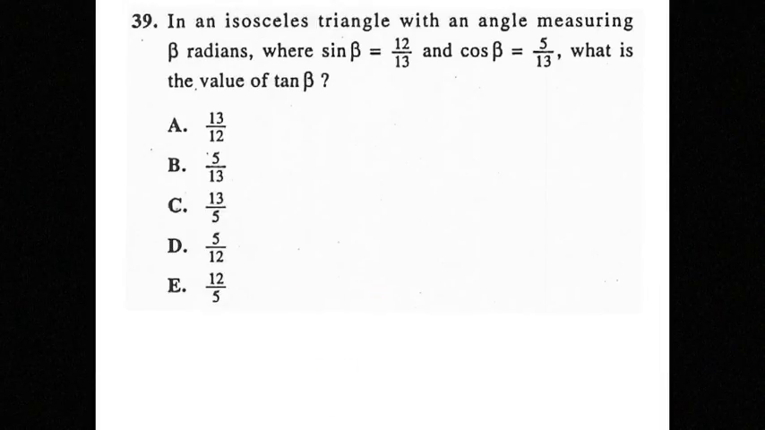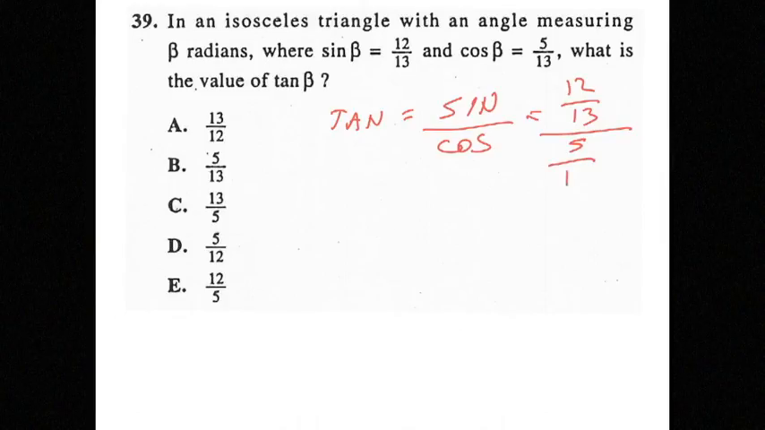39. In an isosceles triangle with an angle measuring beta radians, where sine of beta is 12 over 13 and cosine is 5 over 13, what is the value of tangent of that? Well, remember when we talked about this before, tangent is equal to sine divided by cosine. So I can just do it this way and say 12 over 13 divided by 5 over 13. The 13's cancel, and I just get 12 over 5, which makes the answer E.